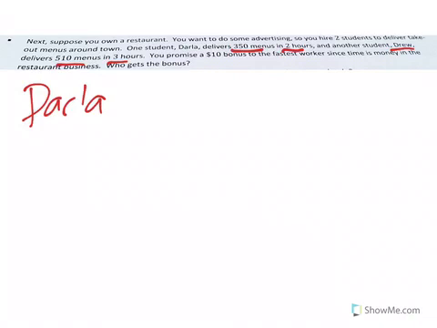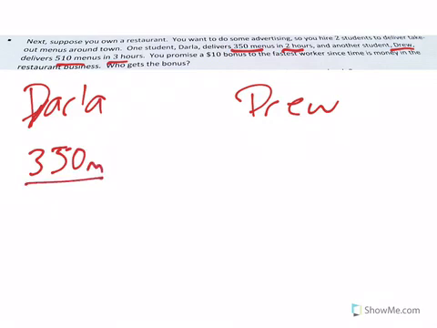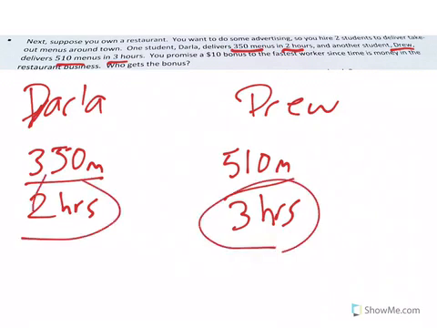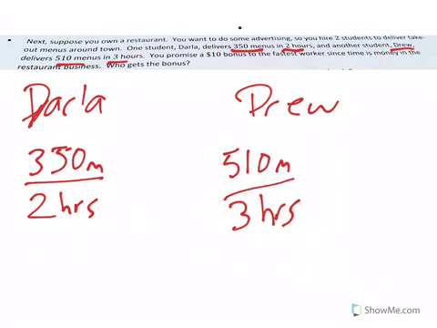Just like I did before, I'm going to do two different sides here to keep it straight. I've got Darla, I've got Drew. Darla delivers 350 menus in 2 hours. Drew delivers 510 menus in 3 hours. I need to find out how many menus they deliver in the same amount of time. We've got 2 hours, we've got 3 hours. Let's see what we can figure out.